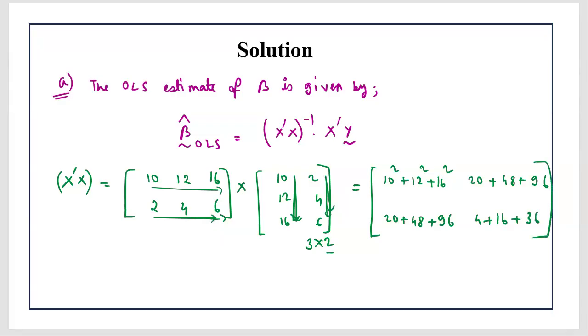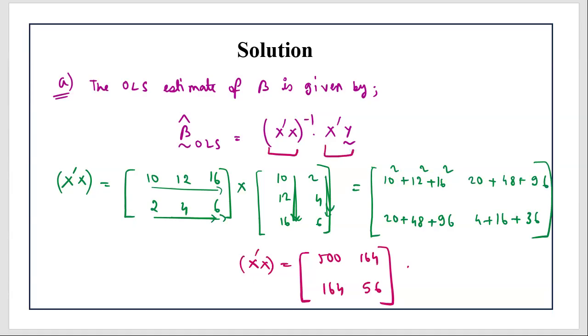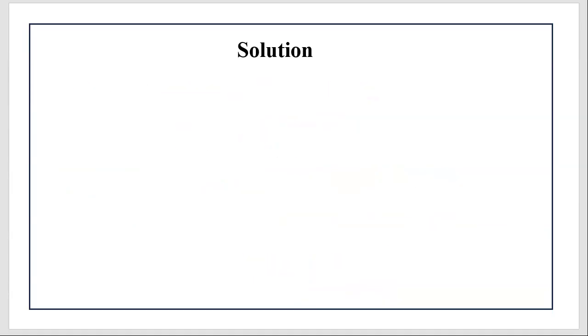If you do the calculation, X prime X comes out to be, I have already done this for you, 500, 164, 164, and 56. So this is the first part; we have calculated X prime X. Now we have to take the inverse of this matrix. Let us first find out X prime Y, and then we will take the inverse.